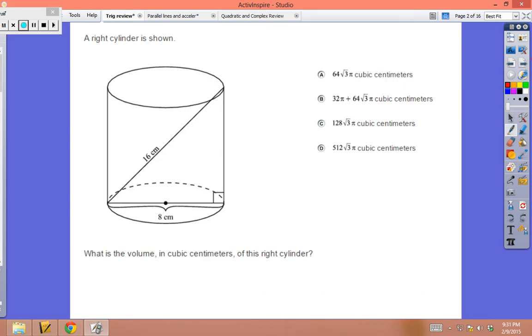Okay, number 2. They want the volume. So the volume of a cylinder is just the area, capital A for the area of the circle, multiplied by the height of the cylinder. So if I find the area of a circle, the area equals pi times radius squared. The radius is going to be 4, and 4 squared is 16, so the area is 16 pi.